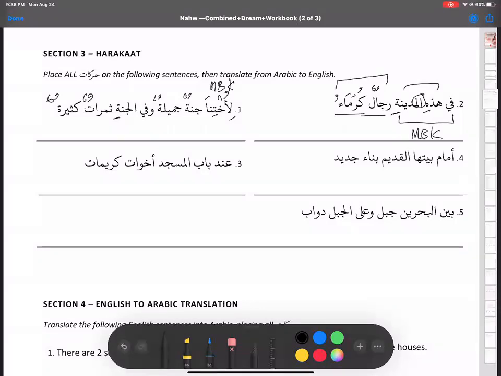How cool is it? Mausuf Sifa? Yeah, Samaratun Kasiratun. And Jannatun Jamilatun. Fil Jannati. Okay, is that making sense to everyone? Yes. I wonder how we will label the khabar, mubtada.